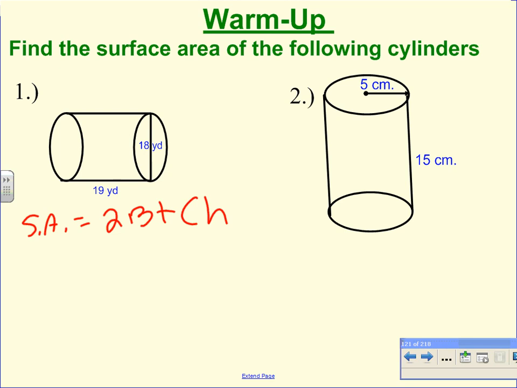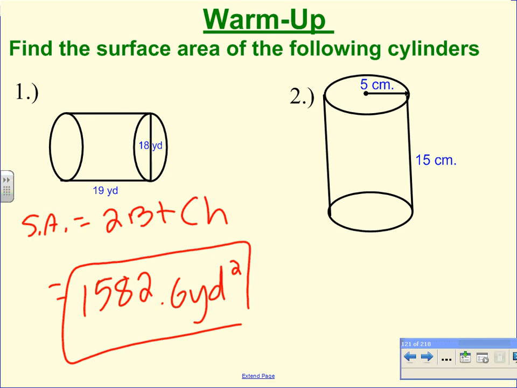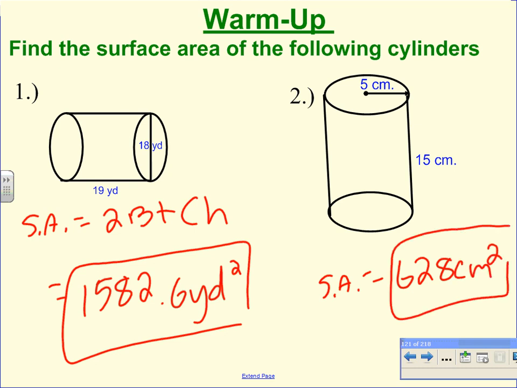Okay, so number 1, what did you guys get for surface area? Drew, what'd you get? Good. I'm going to put 0.6 yards squared. So that's fine. So there's the first one. Josh, what did you get for number 2? Good. 628 centimeters squared. Okay, before we move on to the next thing, does anyone have questions on either of those? Raise your hand if you got both of those right. Oh, wow. Okay, good job.